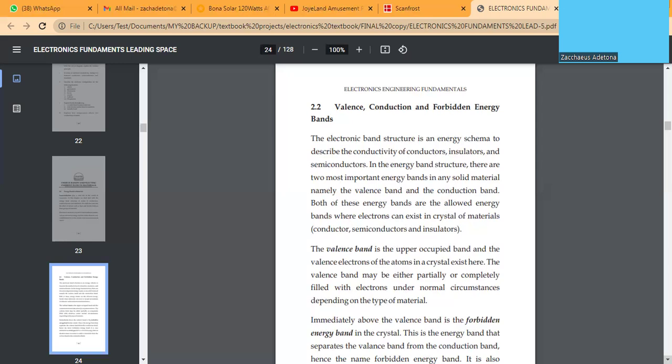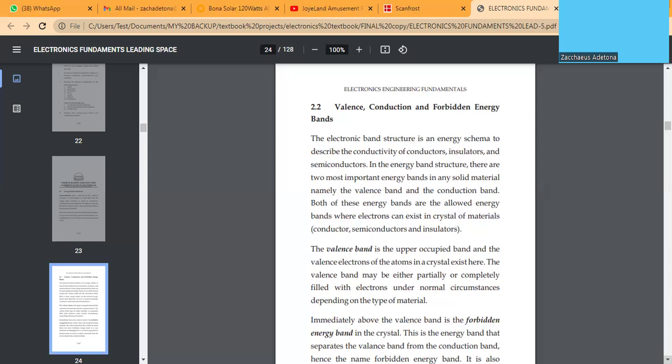The valence band is the upper occupied band, and the valence electrons of an atom exist there. The valence band may be either partially filled or completely filled with electrons. If it is partially filled, the material is able to move its electrons from the valence band to the conduction band. If it is completely filled, there will not be such movement, and it's difficult for the atoms to interact with other atoms, and the material is likely an insulator.